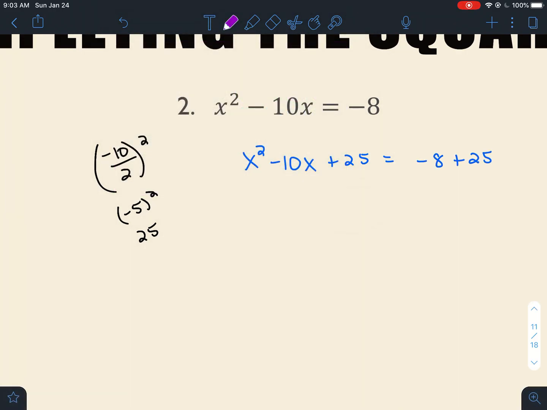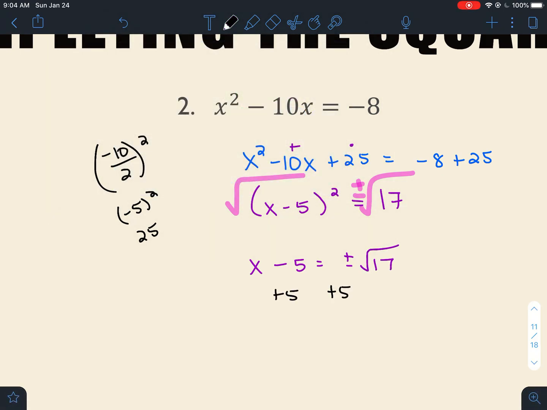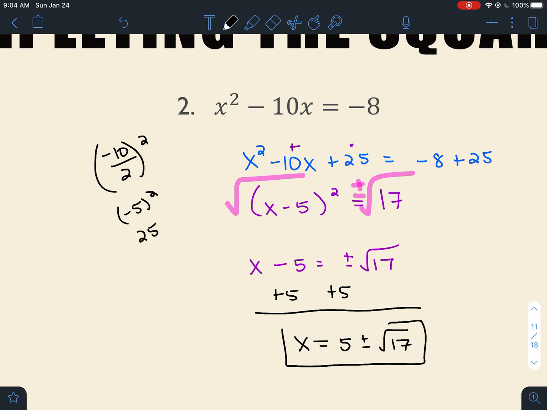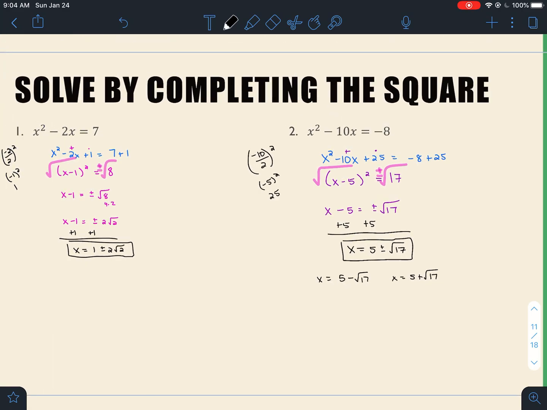And then factor. What multiplies to 25 and adds to negative 10? That would be x minus 5 times x minus 5. So x minus 5 squared equals negative 8 plus 25 is 17. And then solve by taking square roots. And we would get x minus 5 equals plus or minus the square root of 17. And then add 5 to both sides. And we would get x equals 5 plus or minus the square root of 17. And those would be my two solutions, either x equals 5 minus the square root of 17, or x equals 5 plus the square root of 17 if you wanted to break it up into two solutions.